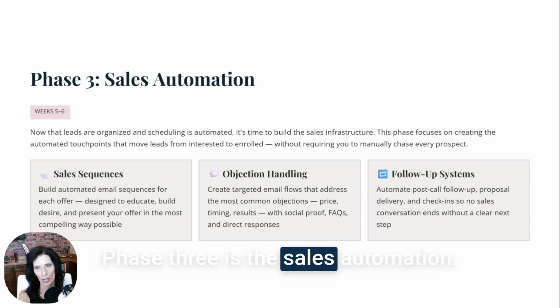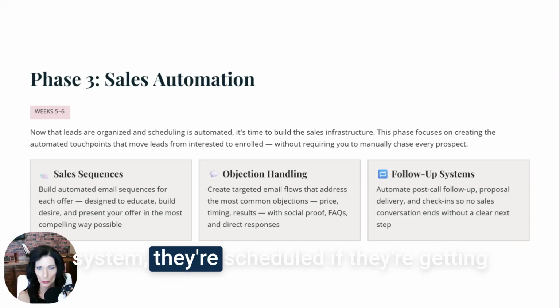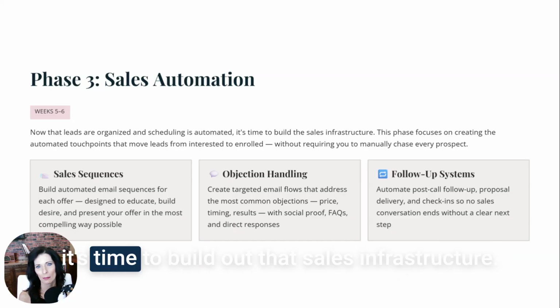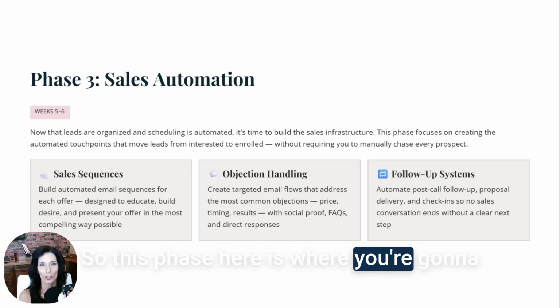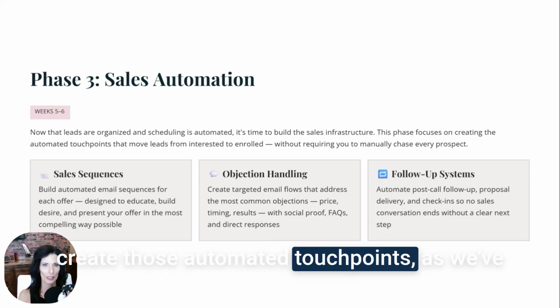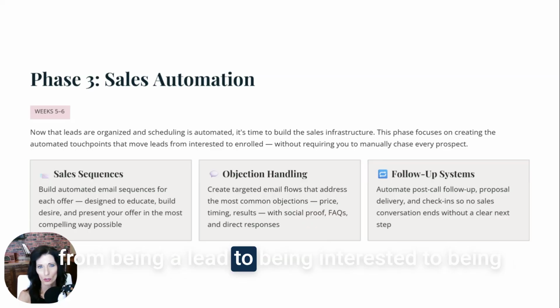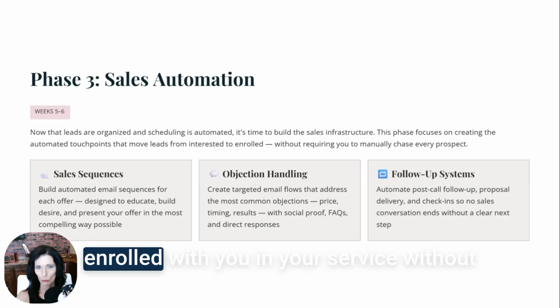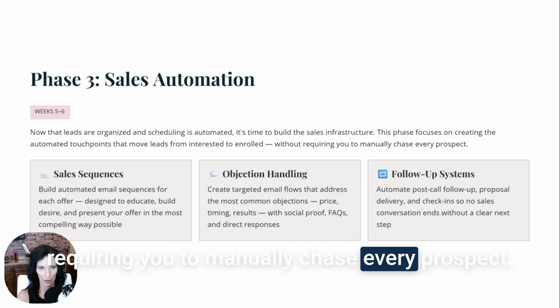Phase 3 is the sales automation. So now that those leads are organized in your system and scheduled, if they're getting on a strategy call or sales call with you, now it's time to build out that sales infrastructure. This phase is where you're going to create those automated touch points, as we've been talking about, that move them from being a lead to being interested to being enrolled in your service without requiring you to manually chase every prospect.